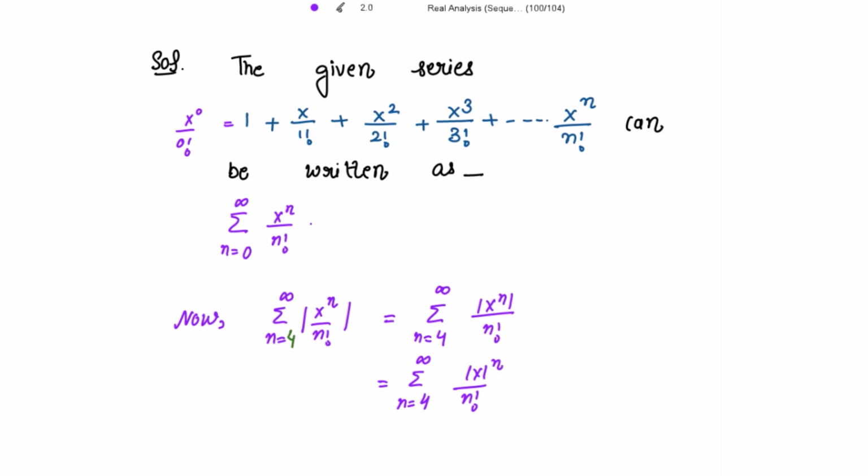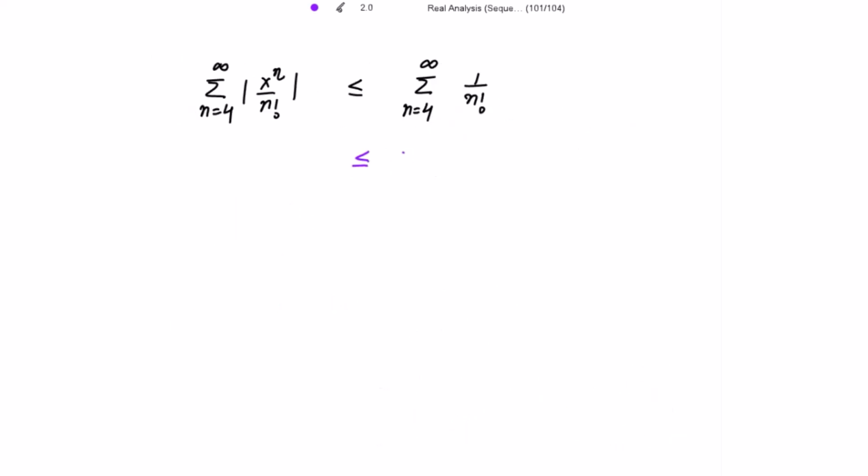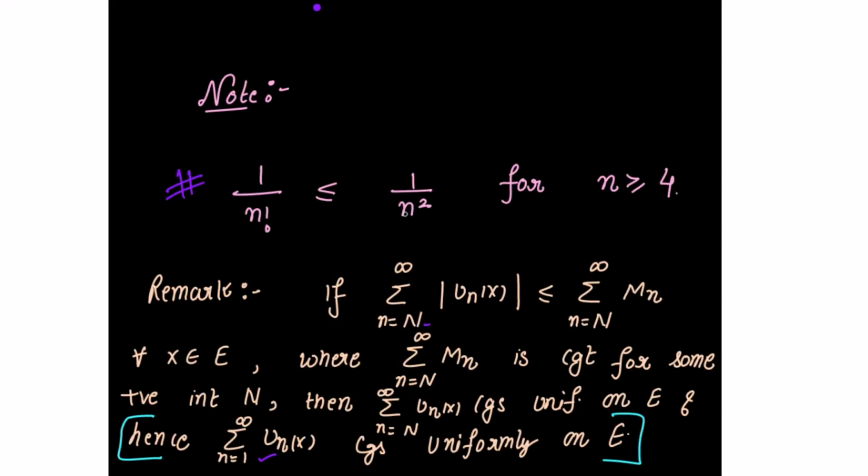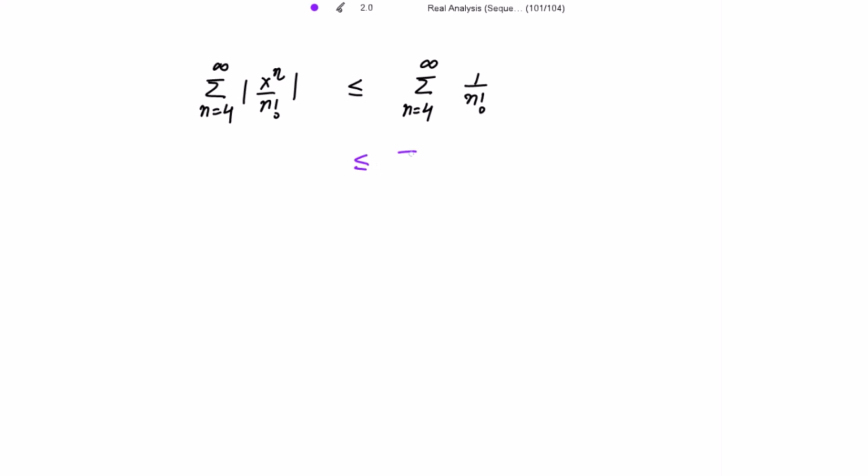which is also equal to summation n starting with 4 up to infinity of mod of x to the power n divided by n factorial. And because it is given that x belongs to the closed interval -1 to 1, that means mod of x is less than or equal to 1. So let's apply this over here. So this right hand side is further less than or equal to summation n starting with 4 to infinity of 1 divided by n factorial, right? So this is further less than or equal to summation n starting with 4 to infinity of 1 divided by n square, because of the note that 1 divided by n factorial is less than or equal to 1 divided by n square for n greater than or equal to 4.